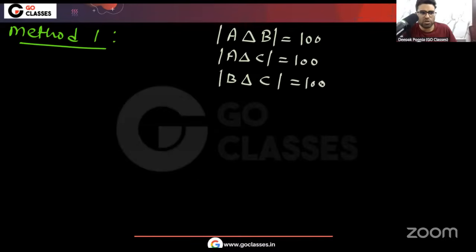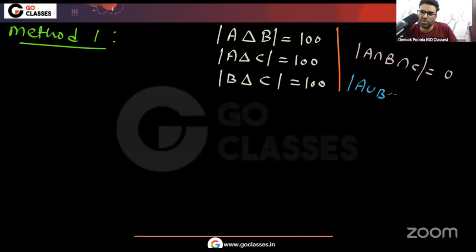Also, the question is saying that the number of elements in A intersection B intersection C, the common area of all these three sets, is 0. And the question is asking for A union B union C: what is the cardinality, the number of elements in A union B union C? This is what the question is asking.